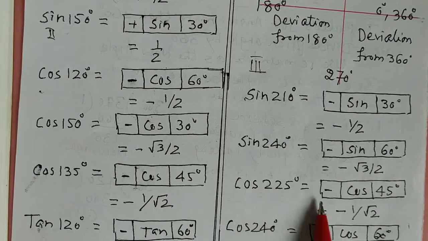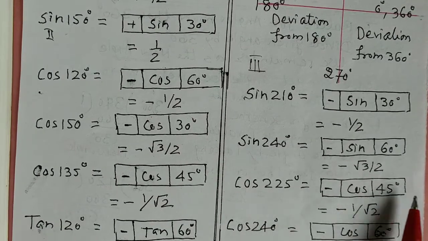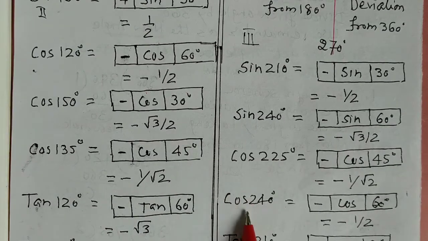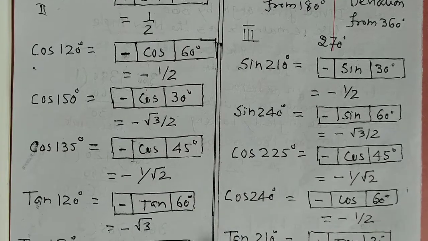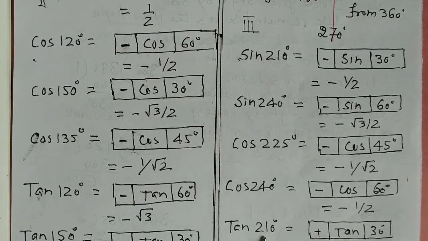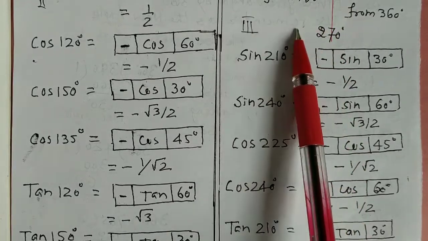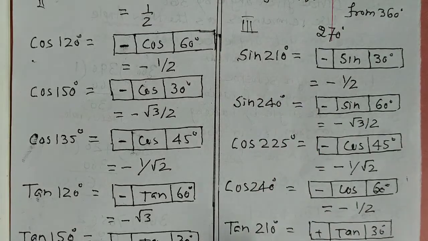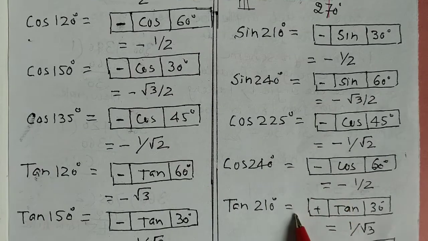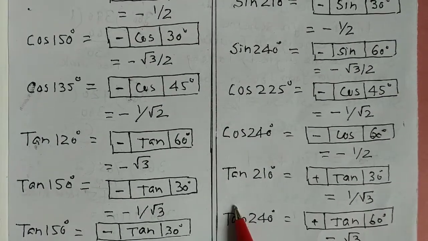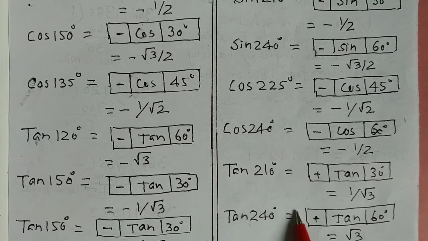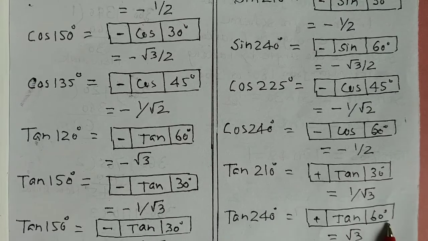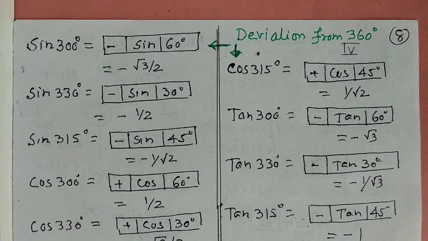225, the cos is also negative in this quadrant, so minus again cos 240. In third quadrant cos is negative, 240 minus 180, the deviation will be 60. Then tan 210, in the third quadrant, all students take copy, tan is positive, so tan 30, deviation is 30. This tan 240 lies in third quadrant, so this is plus, tan remains tan, and 240 deviated from 180 becomes 60, so root 3.